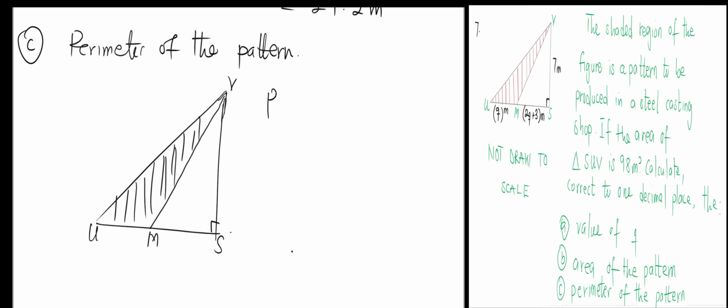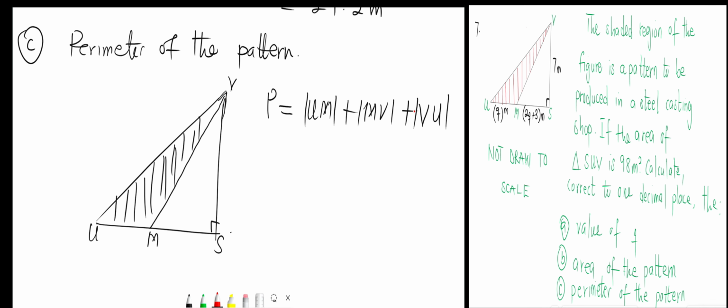So the perimeter here will be equal to UM, that's the total distance around the pattern, UM plus MV, then plus VU. So we are going to add the distances. We are moving from U to M, then from M you cover the distance between M and V, then you get to V and come back to where you started from. So we want to determine the total distance around the pattern, and that will give us the perimeter.